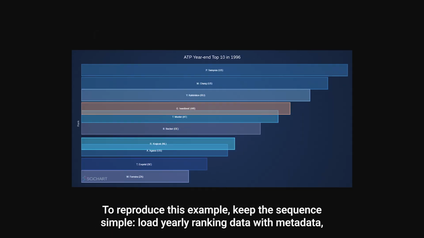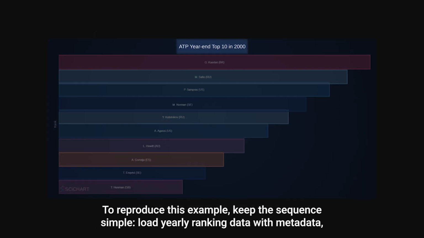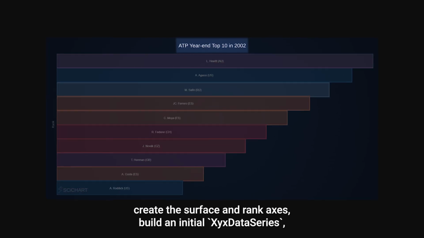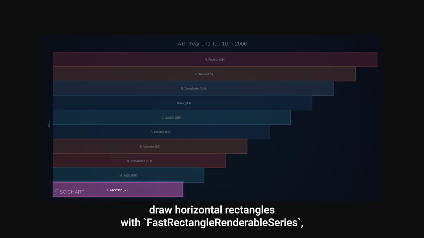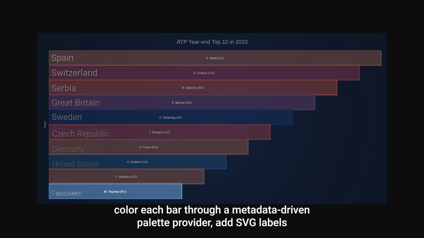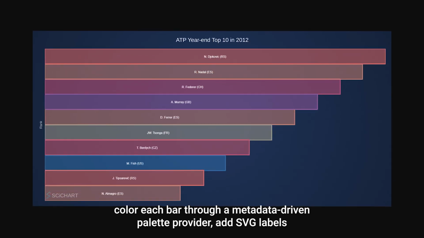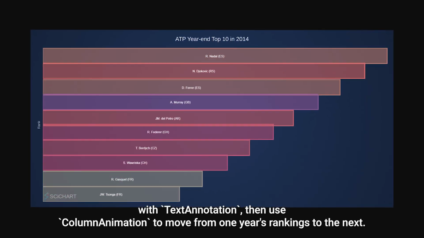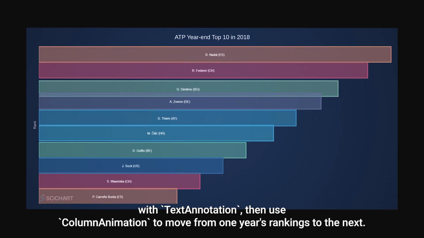To reproduce this example, keep the sequence simple. Load yearly ranking data with metadata, create the surface and rank axes, build an initial XYX data series, draw horizontal rectangles with fast rectangle renderable series, color each bar through a metadata-driven palette provider, add SVG labels with text annotation, then use column animation to move from one year's rankings to the next.